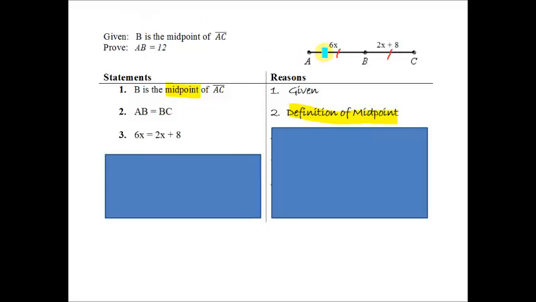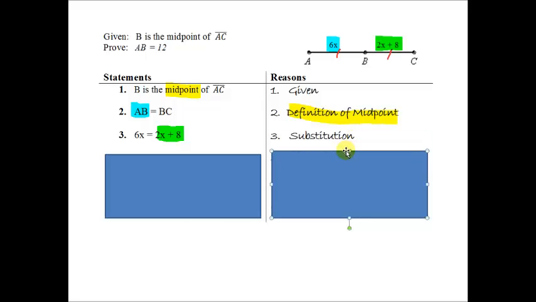Now where does that come from? 6x here in the picture is the same thing as AB. And the 2x plus 8 in the picture, that's the same thing as BC. So what are we doing? We're just changing the statement and we're exchanging it for an algebra expression. What allows us to do that? Well, the exchange property, the thing that allows us to make trades, is called the substitution property. Sometimes we just write that substitution.